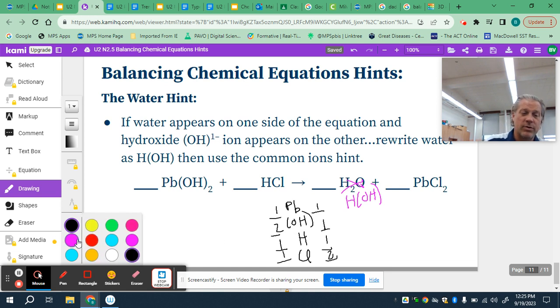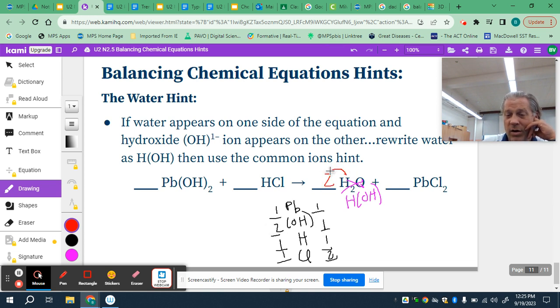So when I go to start balancing this, my Pbs are balanced because I have 1 and 1. My OHs are not. I have 2 and 1. So I'm going to put a coefficient of 2 here, and that's going to multiply. So 2 times 1 H is 2 H's. 2 times 1 unit of OH is 2 OHs. All right, so the leads are balanced, 1 and 1. The hydroxides, OHs, are balanced, 2 and 2. The hydrogens are not balanced, 1 and 2. So I'm going to try to make my hydrogens balanced by putting a coefficient of 2 here, which will distribute to the H and the Cl. So that gives me my 2 H's and my 2 Cl's, and it looks like this is balanced.